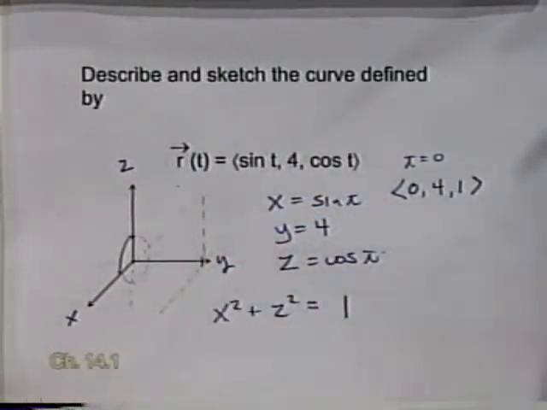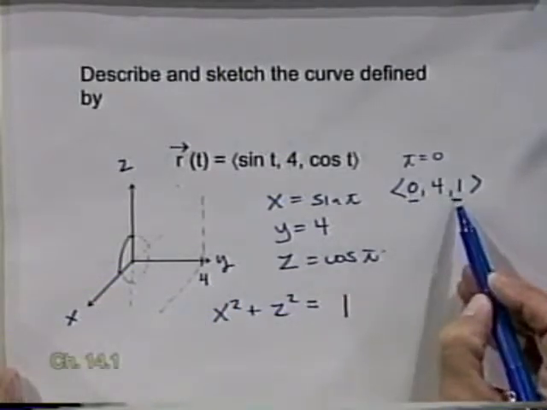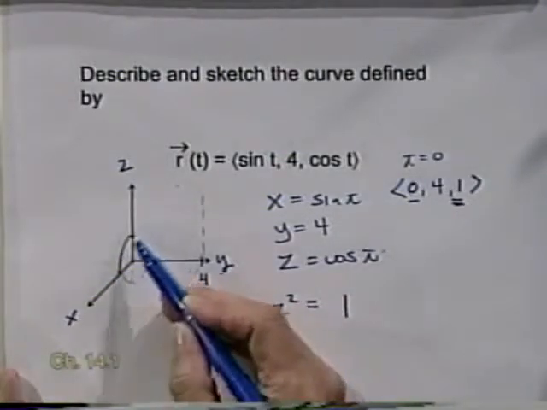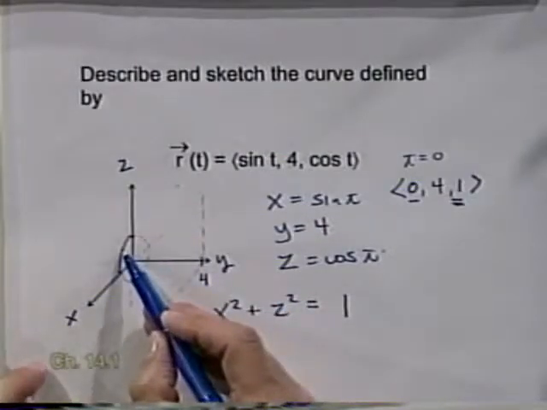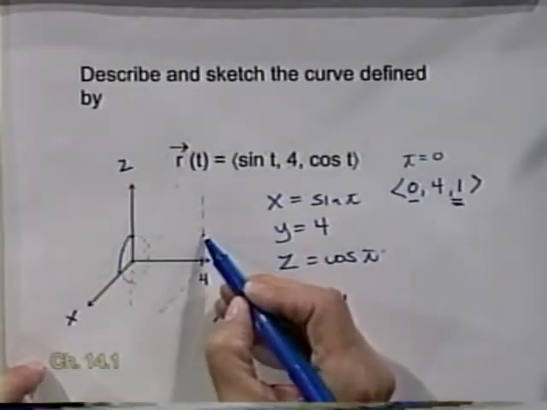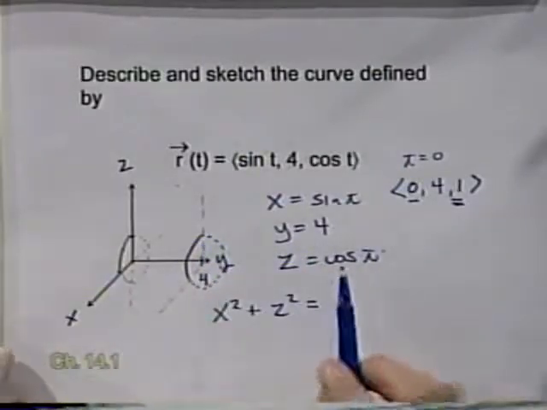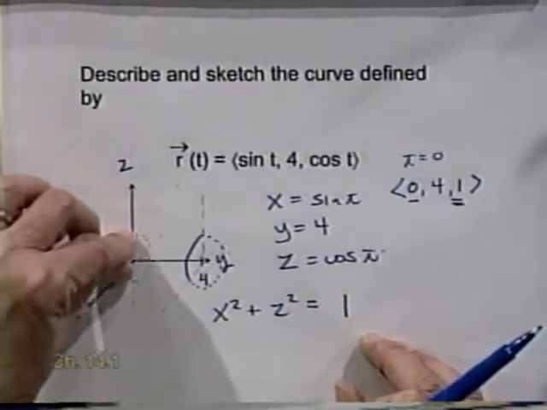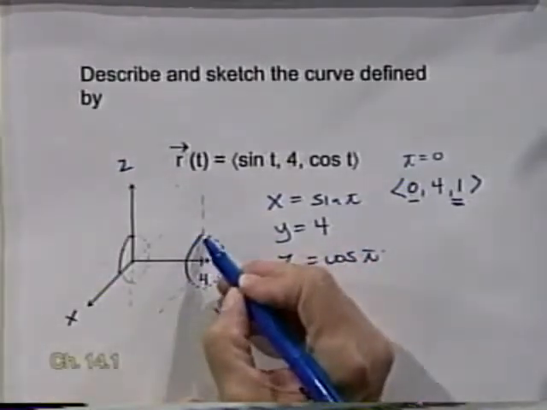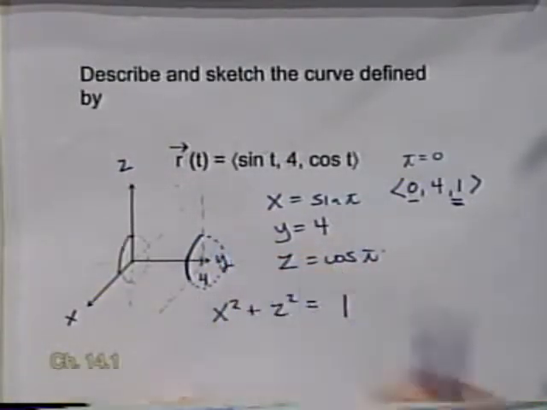to this spot right here where y is 4. You see, the x and the z coordinates are satisfying the circle, but since y is 4, every one of these points is going to get dragged over onto the plane that has y equals 4. So we're taking this circle and dragging it over to y equals 4. And this is what our circle looks like.